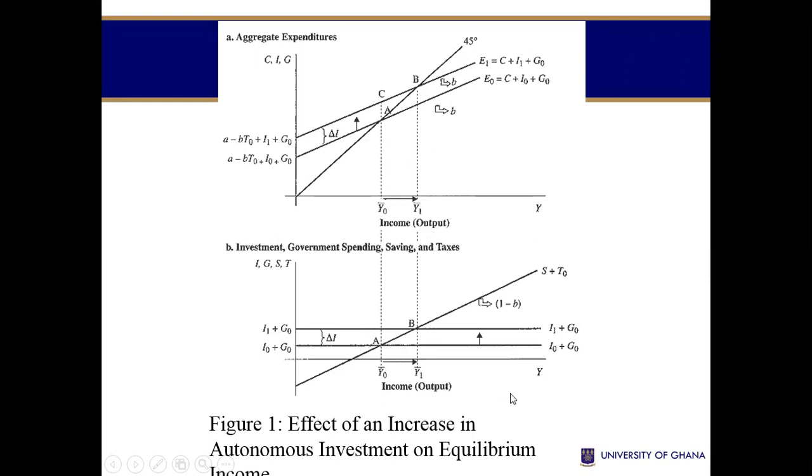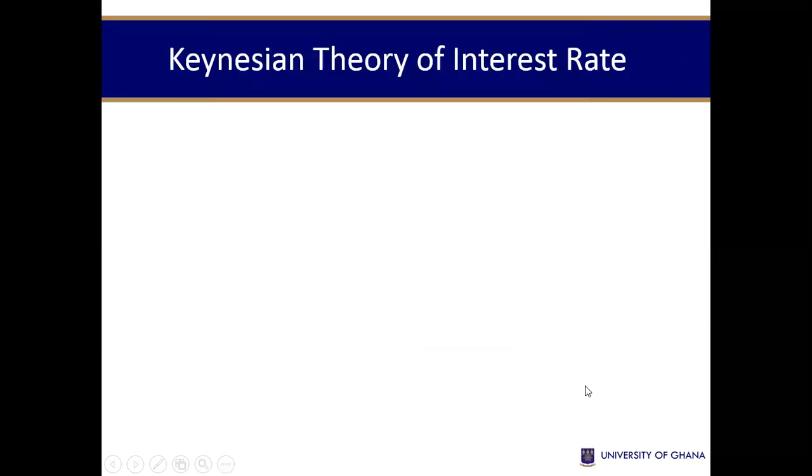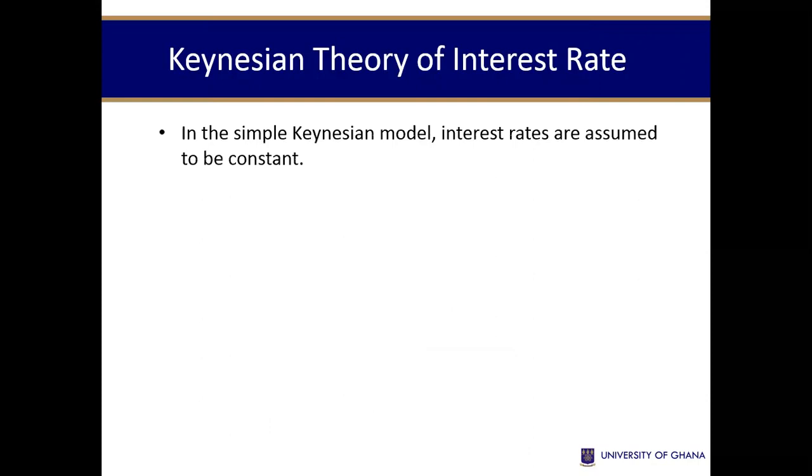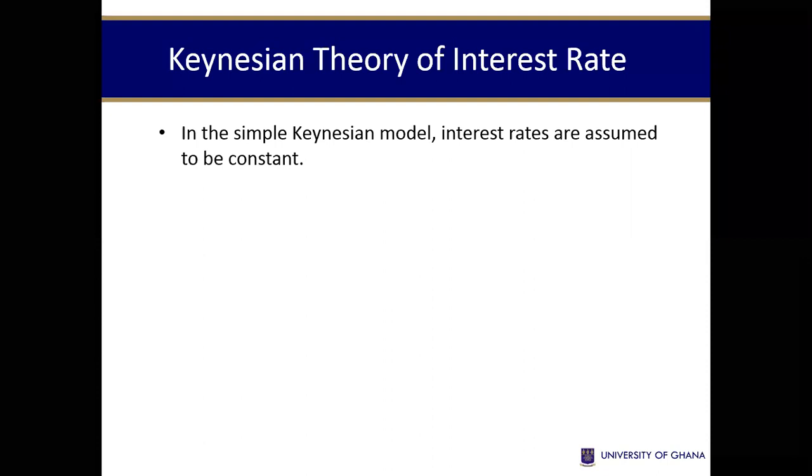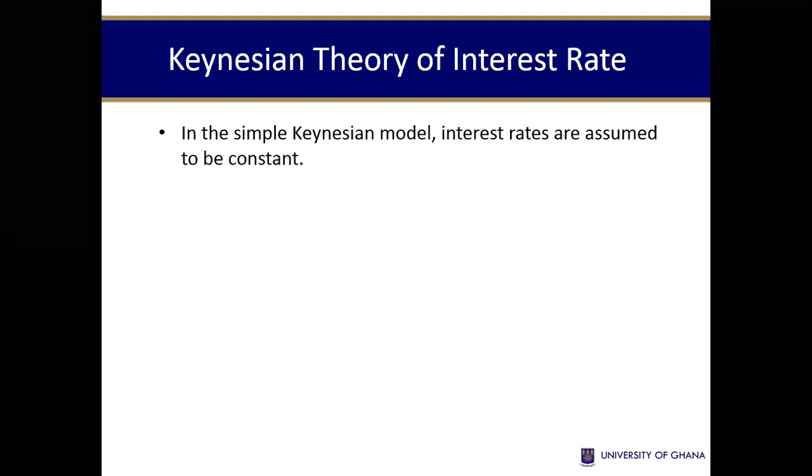Okay. All right. So the next thing we'll look at is the Keynesian theory of interest rate. For the simple model that we looked at, investment was constant, which means that we were keeping interest rate constant. But it is not always like that. What if we allow interest rate to change, to vary? What is going to happen?